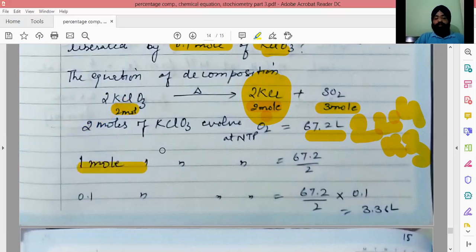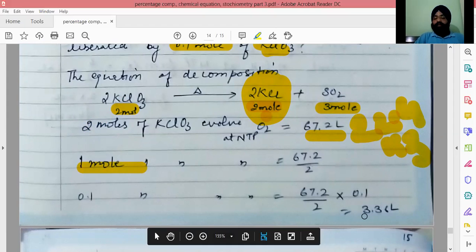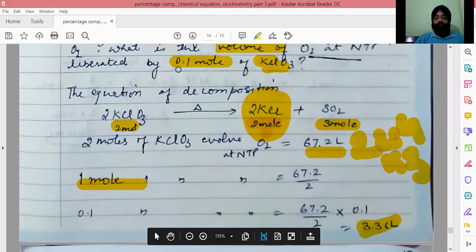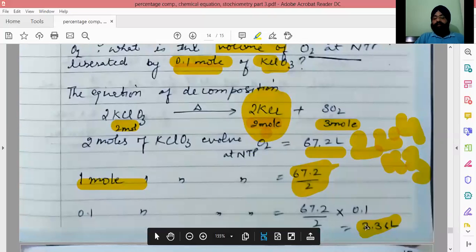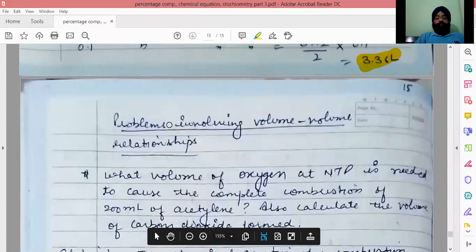Now we have to calculate for 0.1 mole. Sorry, 1 mole is equal to 67.2 by 2, and for 0.1 mole it is 3.36 liters. So this is the unitary method. For 2 moles we get 67.2 from the balanced chemical equation, for 1 mole it is 67.2 by 2, and for 0.1 mole it is 3.36.